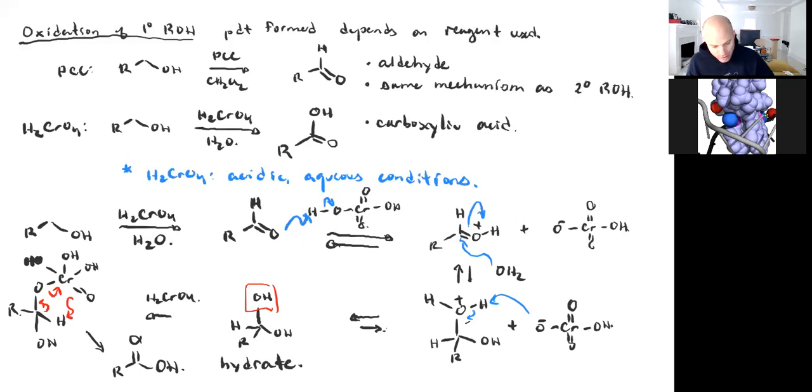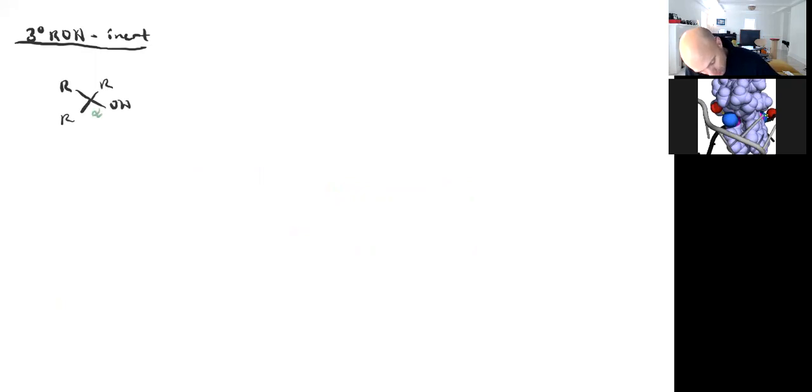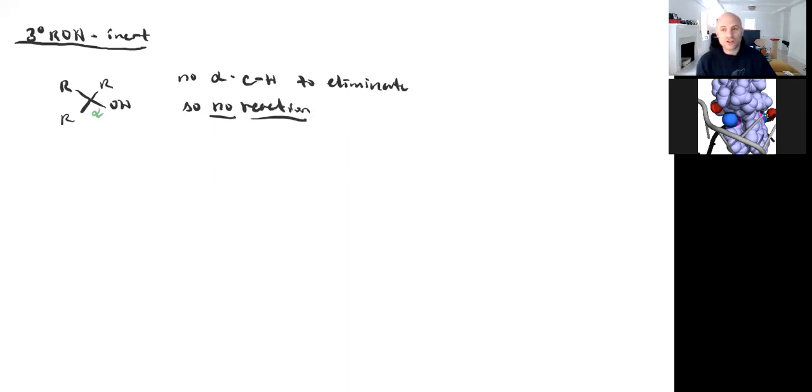Okay. And then the final thing that I'll mention is just tertiary alcohols. And these are inert. If we look at the structure of a tertiary alcohol, there is no alpha proton to eliminate. So in some sense, that's easy. You don't need to think about them at all.